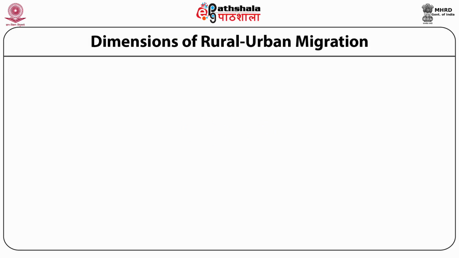Dimensions of rural-urban migration. Rural to urban migration is one of the main components of urban growth in India. Bhagat and Mohanty decomposed urban growth into four discrete components. A. Natural population increase. B. Net migration into urban areas. C. Net reclassification of settlement as towns. And D. Extension of urban center boundaries.